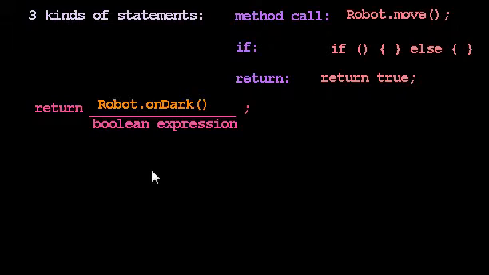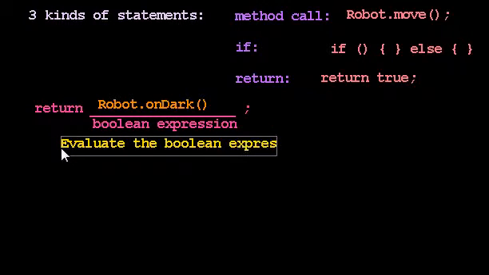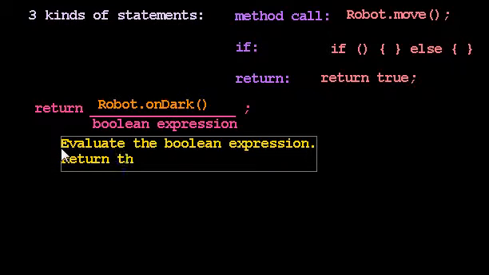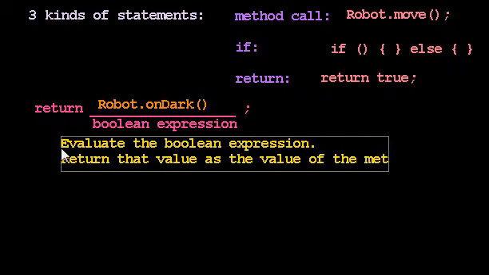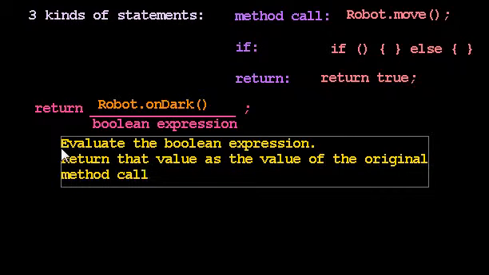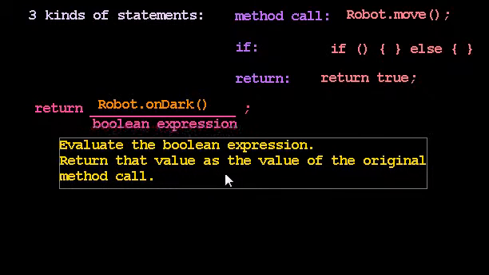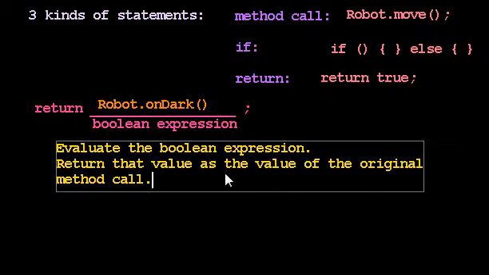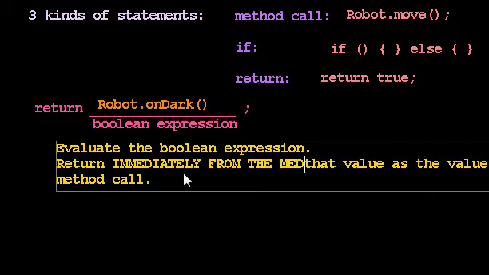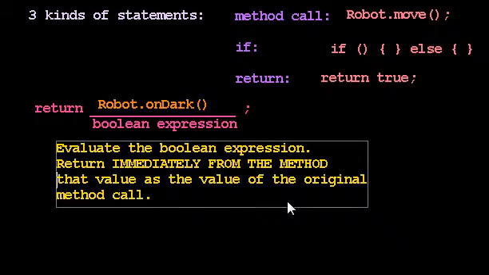Let's describe what the return statement does. It will evaluate the Boolean expression and return that value as the value of the original method call. But return is an active thing. So return means returns immediately from the method. And what does it return? It returns that value as the value of the original method call. Not sure that's correct English anymore, but I think you get the idea.